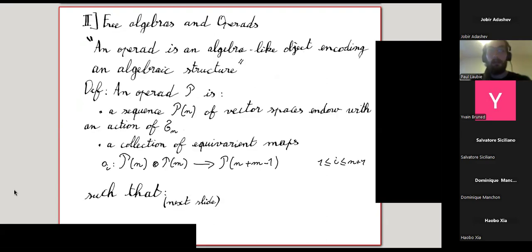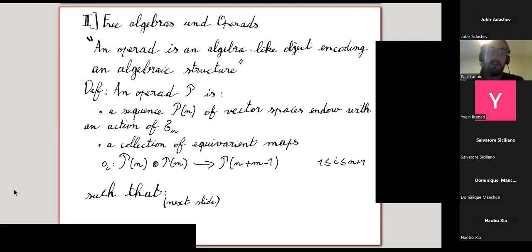So I will speak a bit about free algebras and operads. So we give an informal definition of an operad. It is a mathematical object that looks like an algebra, but that encodes algebraic structures. So the one formal definition we can give is the following one.